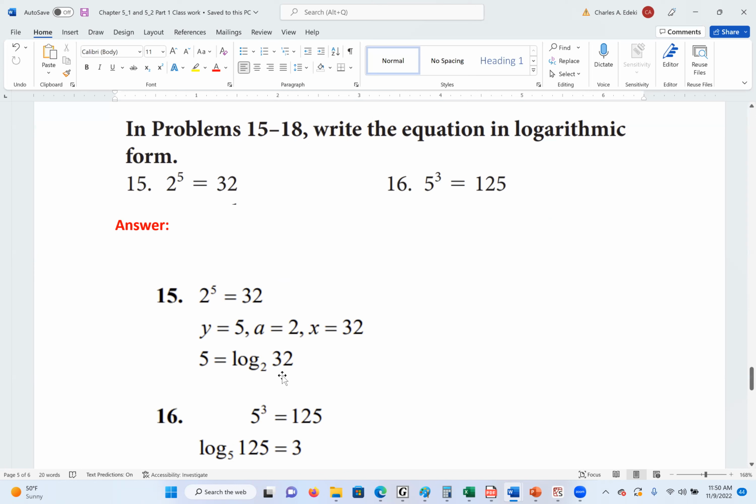Now 5 to the power 3 equals 125, the same thing. We get log base 3, 125 equal to 3. I mean, log base 5. The 5 here is our base. So it will be log base 5 of 125 equal to 3.